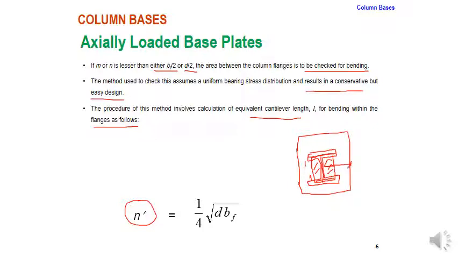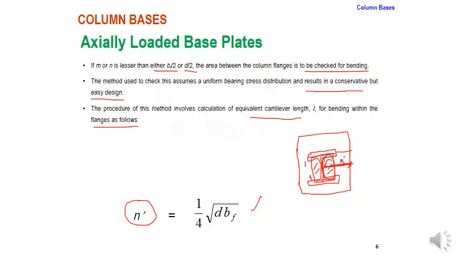So the overhang part will be the critical section. M and N will be from the edge of the flange, but this distance from the start of the web, between the webs here, needs to be considered. This is practically going to be called N dash. N dash can be calculated as 1/4 of the square root of D into BF. This area in between is to be considered as a critical section for the bending produced in that particular region, so that cantilever length needs to be used.